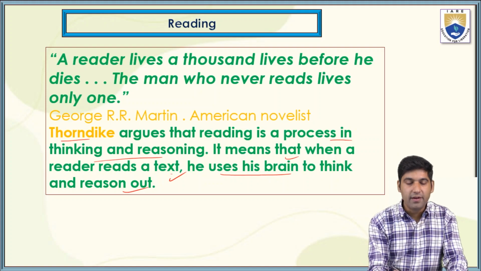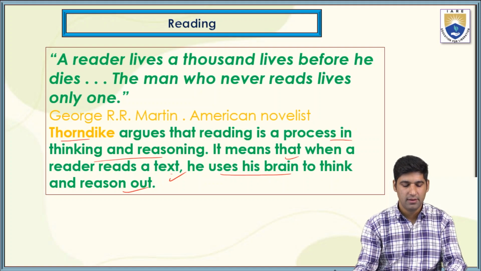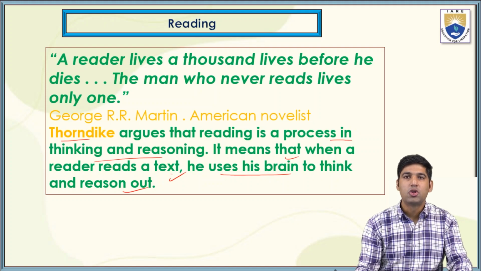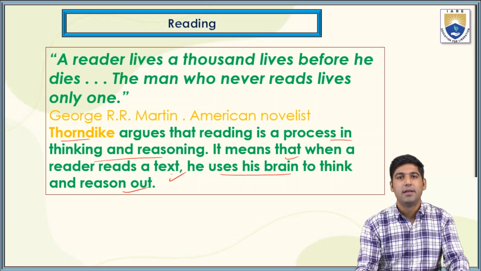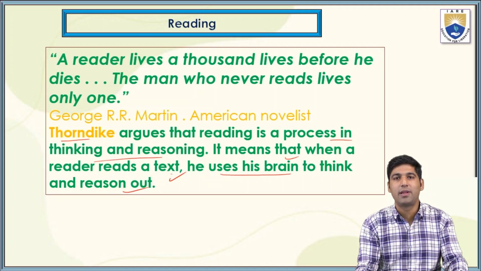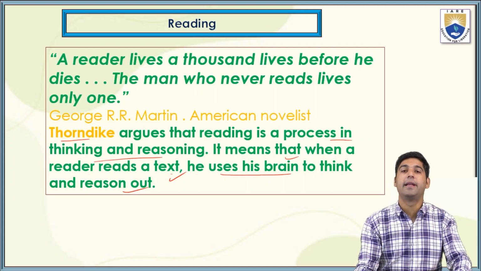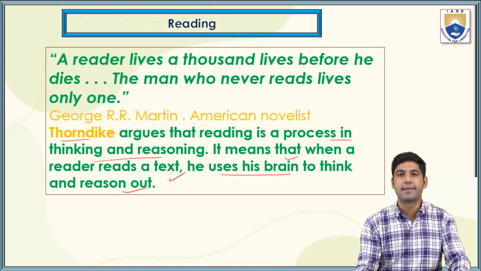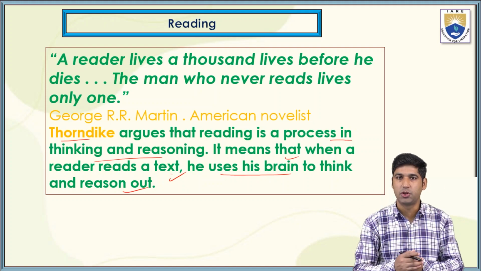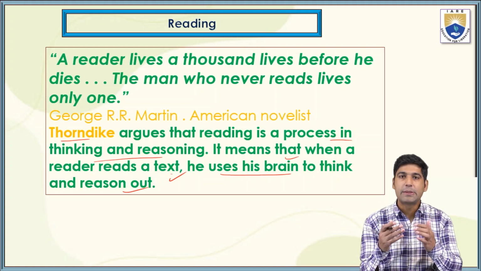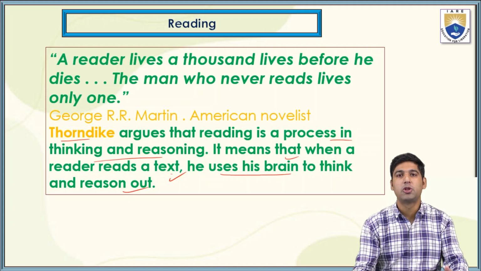It means that when a reader reads a text, he is not only moving his eyes, it's not only a surface reading. Rather, a reader uses his brain to think and reason out. For example, if you are reading a statement, you use your brain. You think upon that. You evaluate that statement. You check its validity. You check its authenticity. You check whether it is from a reliable source or not.